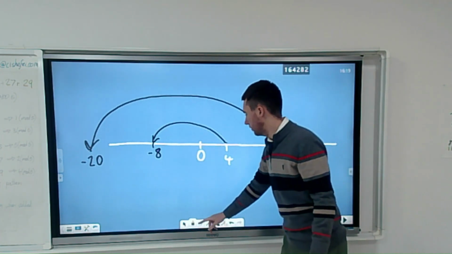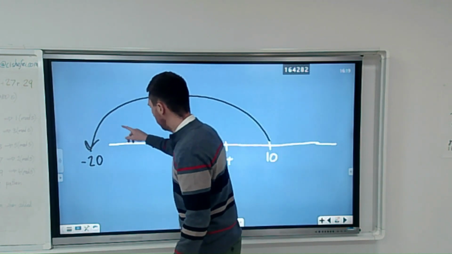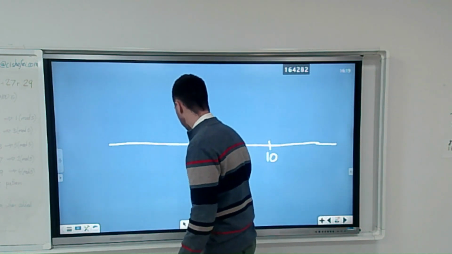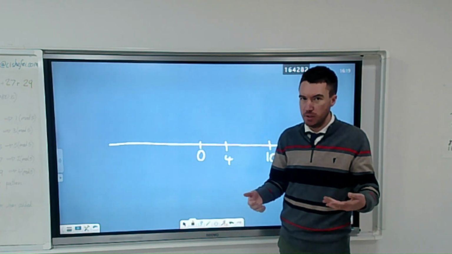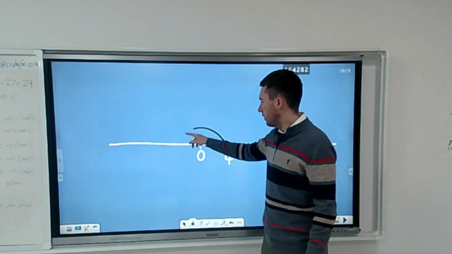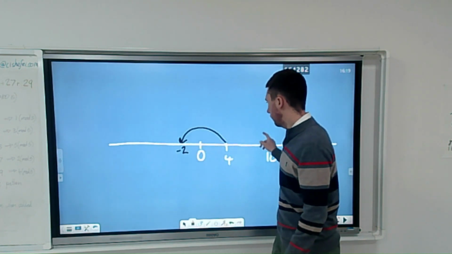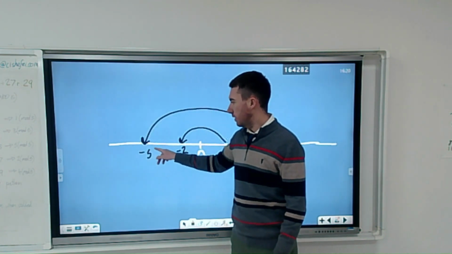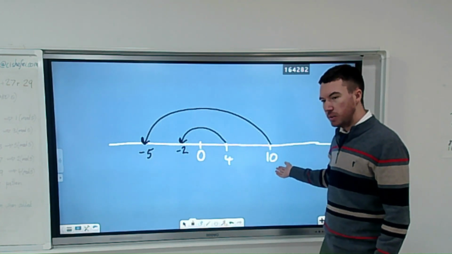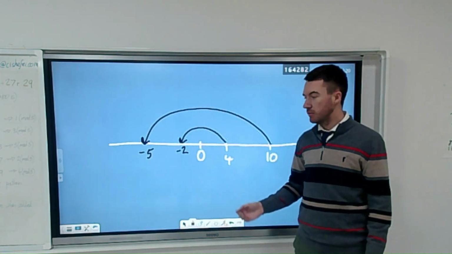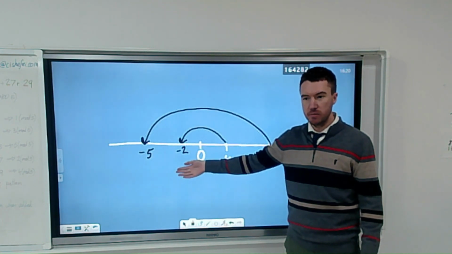Let's try and see this with division. This time I'm going to divide by minus 2. So this goes to minus 2, and this goes to minus 5. And again, you can see the bigger number is becoming the smaller number, and the smaller number is becoming the bigger number.